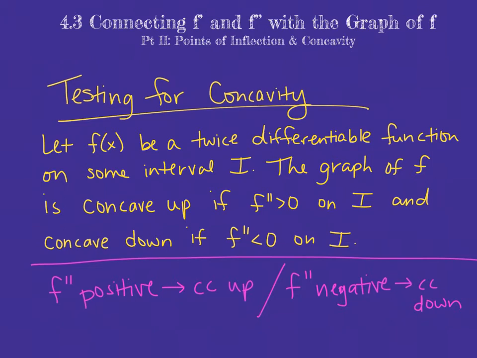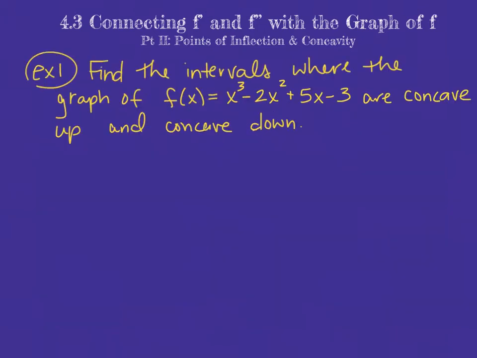How do we determine those intervals? Let's see. In our first example, we are going to test for concavity. We want to find the intervals on the graph of our function f of x. It's a cubic function, and we want to find the intervals where we're concave up and concave down. Well, when we're dealing with concavity, we want to first find the second derivative, so that's going to be our first step. So let's first find f prime using the power rule. F prime will be 3x squared minus 4x plus 5.